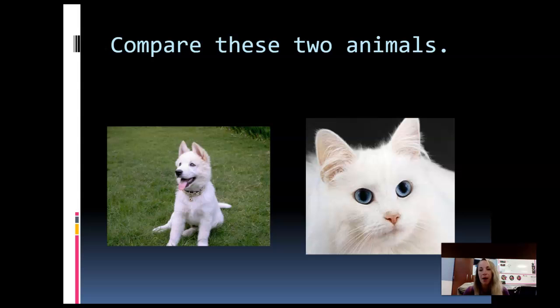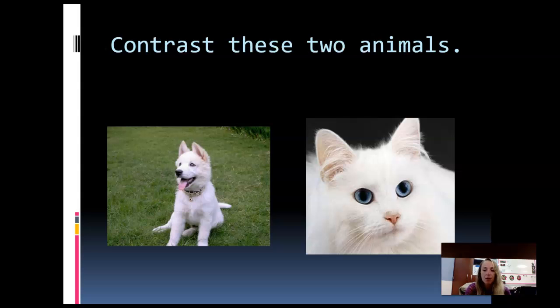Well, how are they different? Well, the obvious choice is one's a dog and one's a cat. You might say one is panting, the dog is holding out its tongue, and the cat is not. The cat's eyes are blue, where the dog's eyes are dark. Also the dog has a collar and the cat does not. That is how they're different. So even though these animals are different, they do have similarities. They do have things that are the same or similar to one another. And we contrasted those as well.